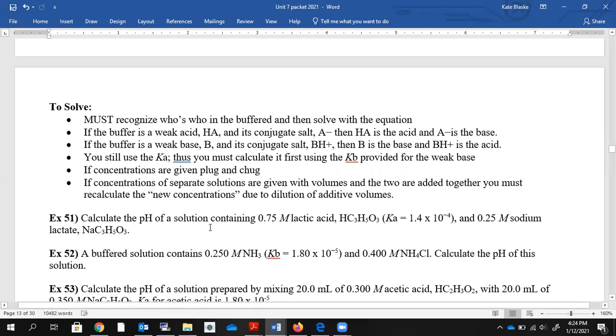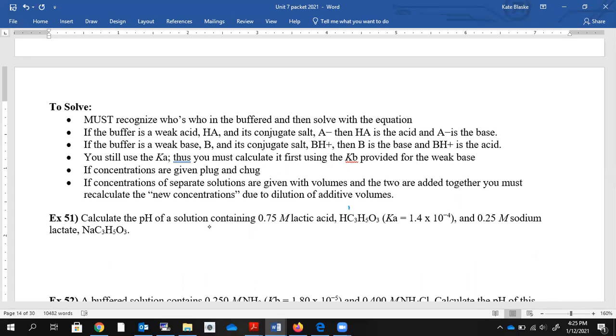So for example, let's take a look at number 51. We need to calculate the pH of a solution containing 0.75 molar lactic acid. Lactic acid is an acid that is formed in your body, especially in your muscles. When you get muscle aches, it's because your body is forming a lot of lactic acid, which tightens up your muscles. So we have 0.75 molar lactic acid. They give us the Ka for that lactic acid, and then 0.25 molar sodium lactate. So we can see how lactic acid and our sodium lactate have a common ion with each other.